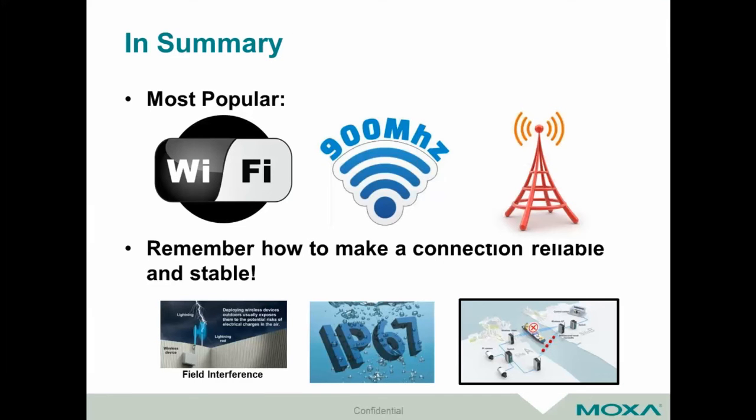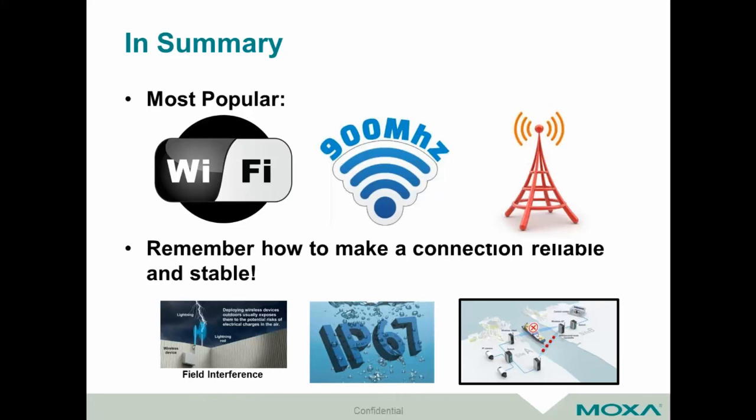We've covered a lot of information today on our webinar, but in summary, when you're looking at implementing a new communication standard, the ones that are most popular on the market today are going to be Wi-Fi, 900 megahertz, and cellular. Of course, Wi-Fi is most widely used in local networks. 900 megahertz is most widely used in long distance or backhaul type networks, and cellular is used in very, very wide, global-scale networks.